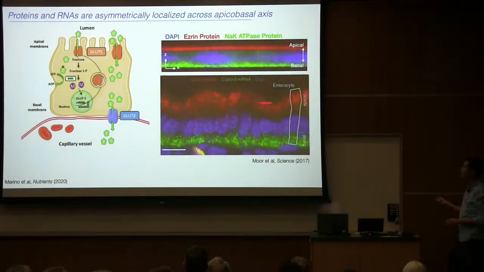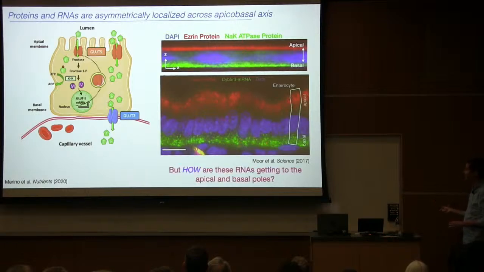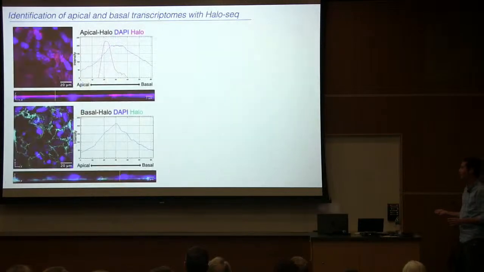It's also known that there are RNAs that are asymmetrically distributed along this axis. But again, what we don't know is how these RNAs are getting to these locations. So it's back to the same exact question: what are the cis elements and trans factors that are causing these RNAs to be localized across this axis? This is the work of, again, this very talented graduate student, Rayanne.